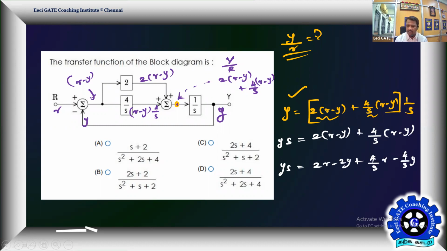Then take all the y terms to the left side. You will end up with ys plus 2y plus 4 by s into y, that is equal to 2 plus 4 by s into r. Hereafter, it's only simplification.